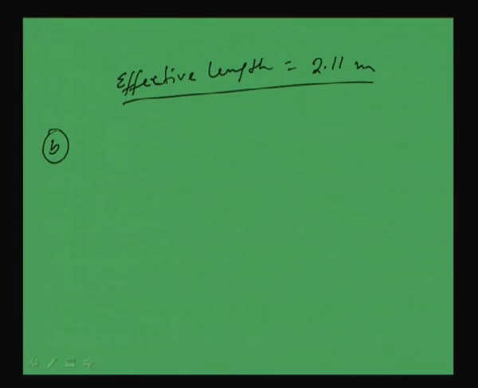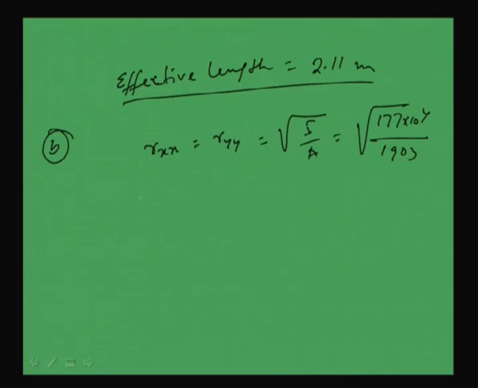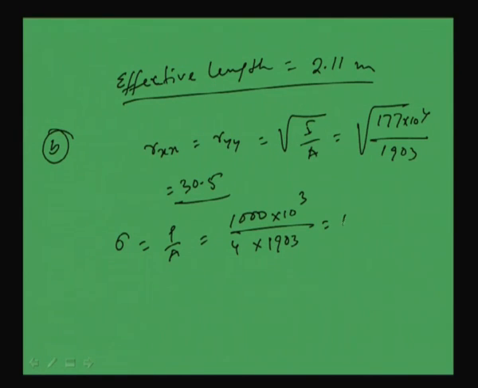Okay. And now, if we go for the second case, that means if angles are acting independently, then what will happen? In that case, Rxx will become individual I by individual A, that means 177 into 10 to the 4, it was the individual I, and A was 1903. So this will become 30.5. Now, developed stress sigma will become 1000 kilonewton, and it has to be shared by 4 angles. So 4 into 1903, so this is becoming 131.4 MPa.